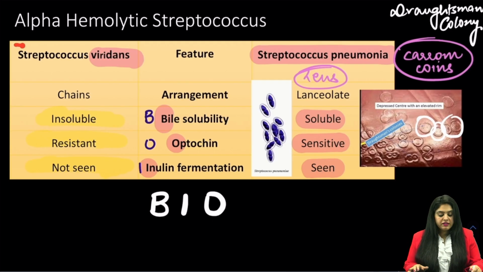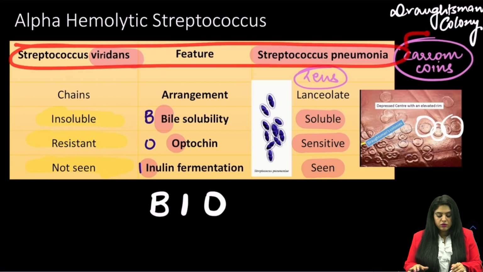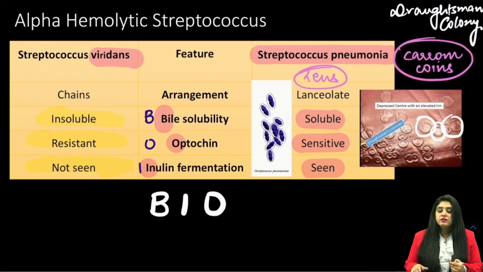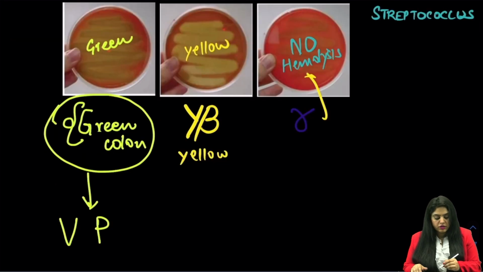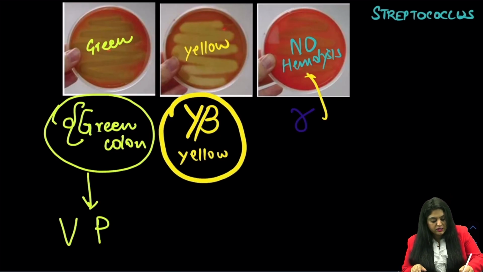I hope it's okay with everyone. Streptococcus viridans versus pneumonia, and who is going to get the license to play carom in the department? The one who said yes, yes, yes in the biodata. So that is the story of alpha hemolytic streptococcus. Now let's go on to the story of beta hemolytic streptococcus.